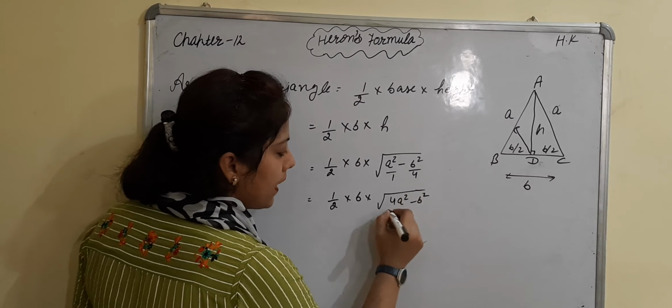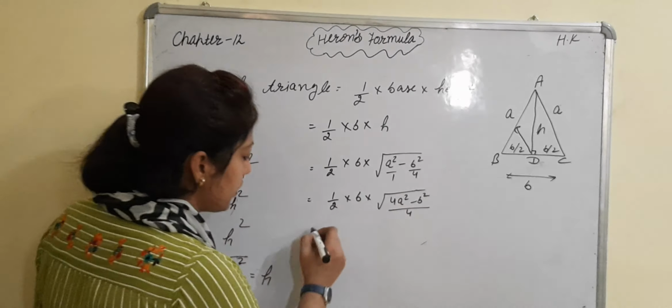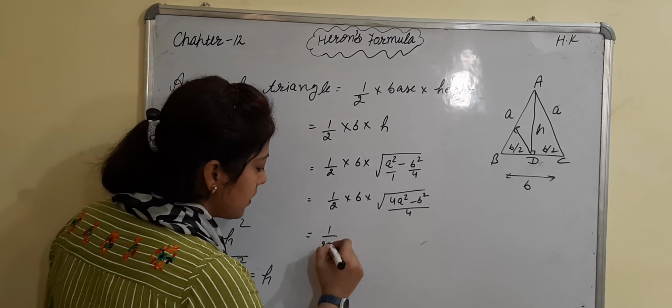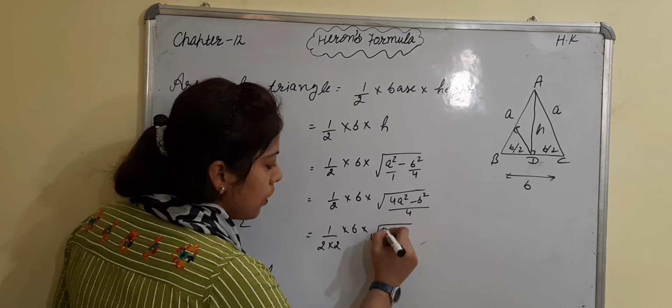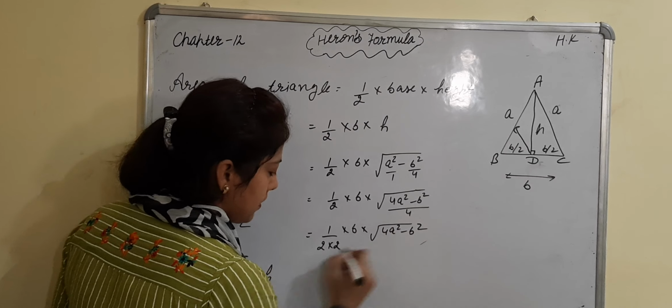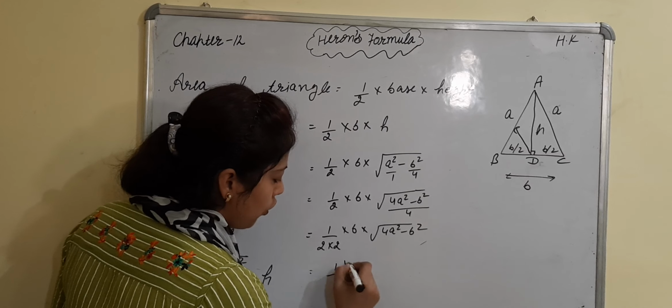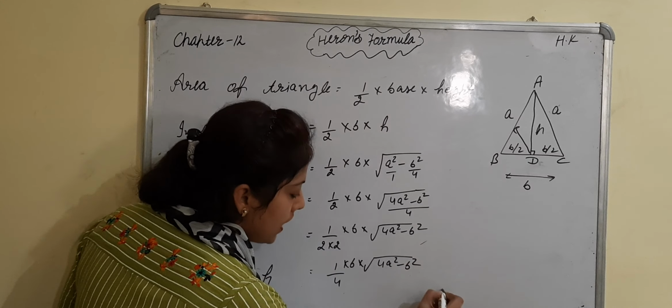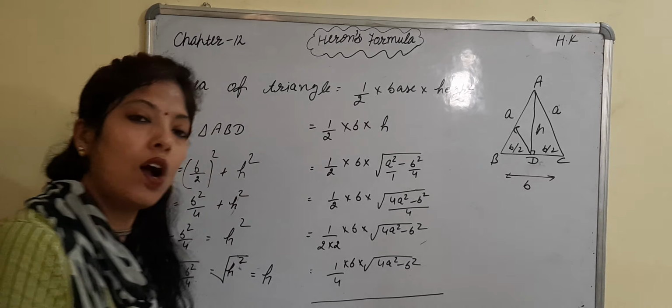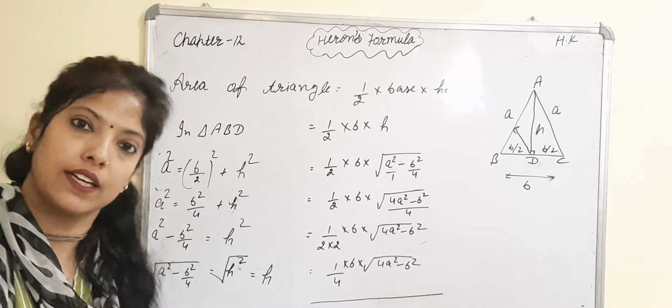Now the 4 is under the square root; when we take it out, it becomes 1/2. Taking the 2 out, we get half this and this, cross b cross the square root of 4a square minus b square. It means 1/4 cross b cross the square root of 4a square minus b square. This is the area of the isosceles triangle. That's it.